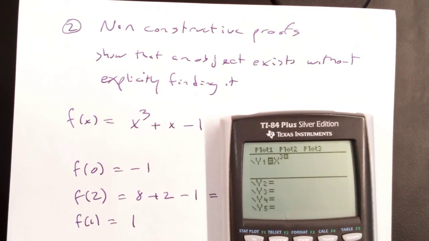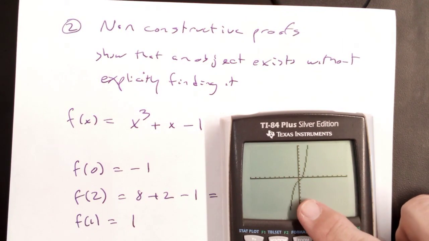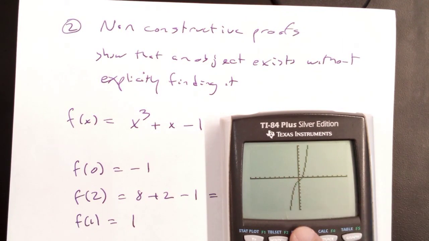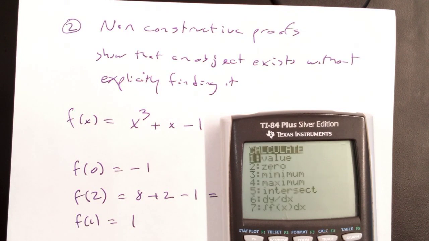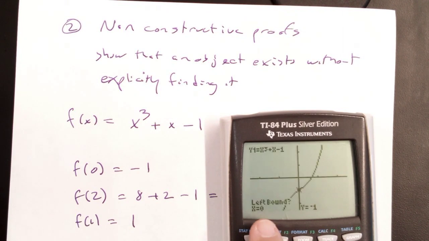x to the third plus x minus 1. Look, somewhere between x equals 0 and x equals 1. Let's zoom in and take a closer look. Yep, somewhere in there. Second, calculate, zero. It's between 0 and 1. See it put up little flagpoles? It's in here. Enter. There it is.